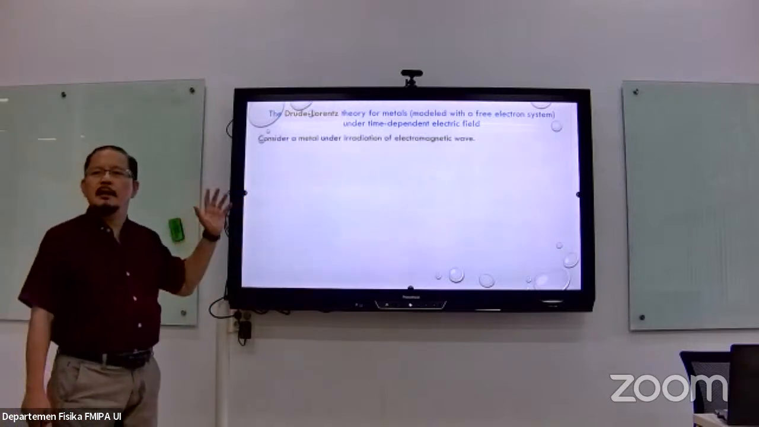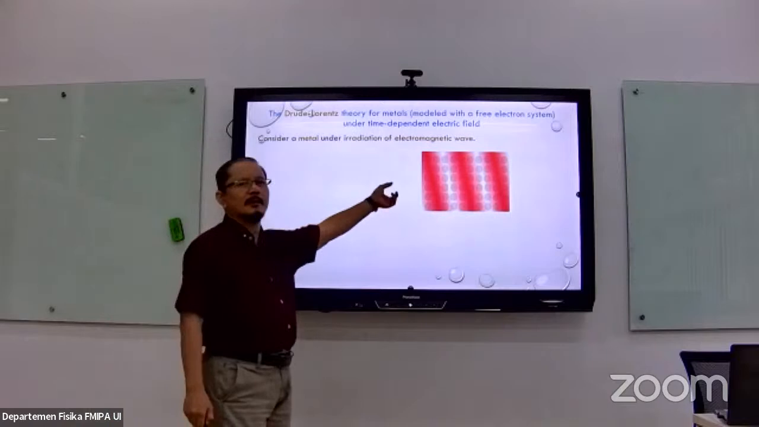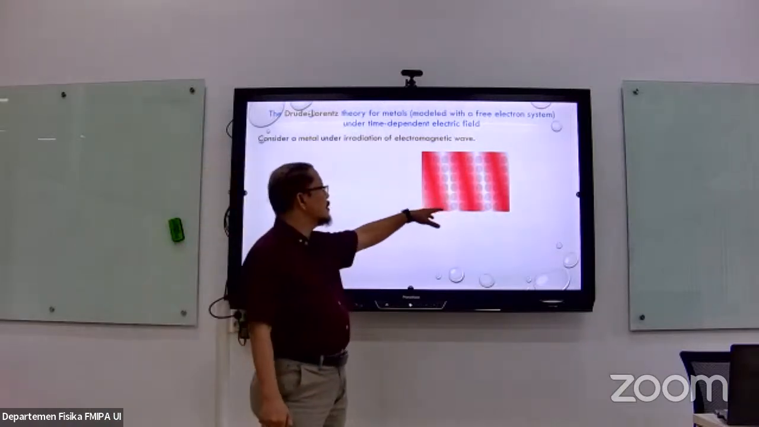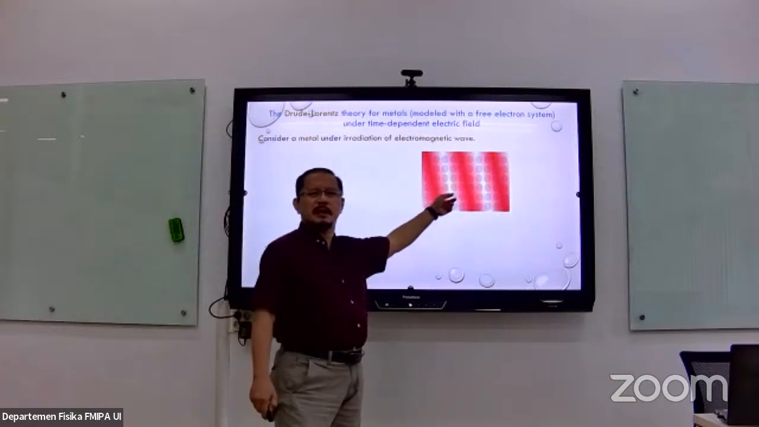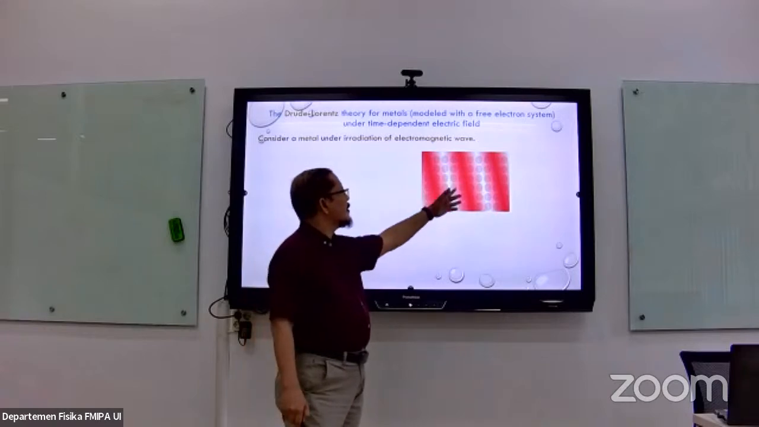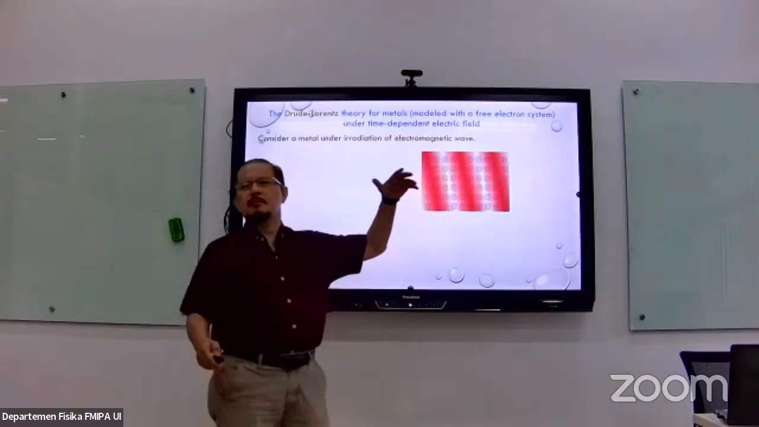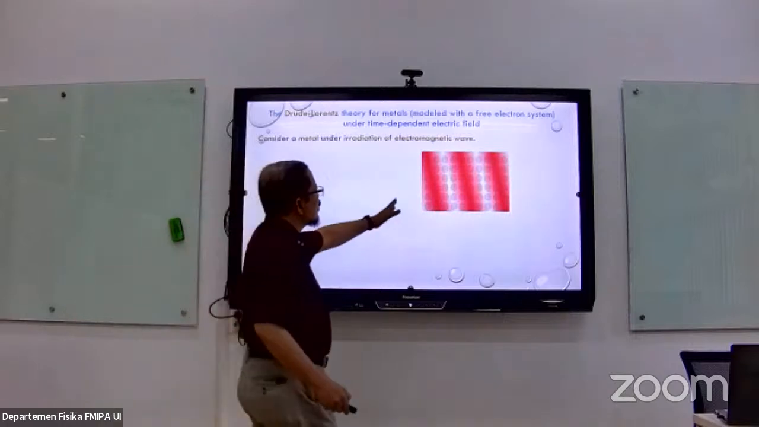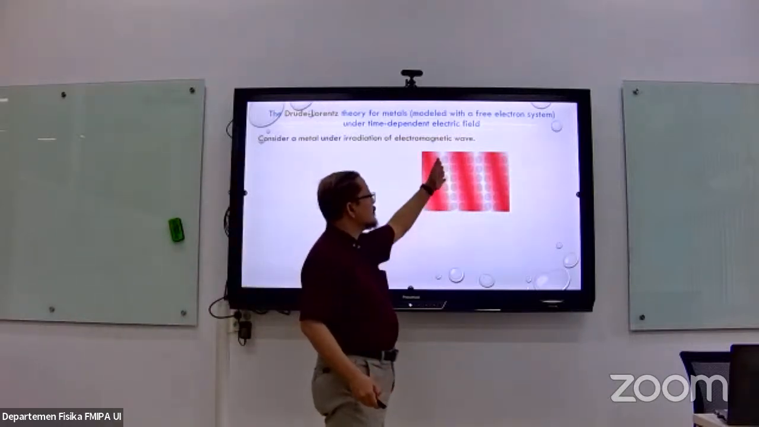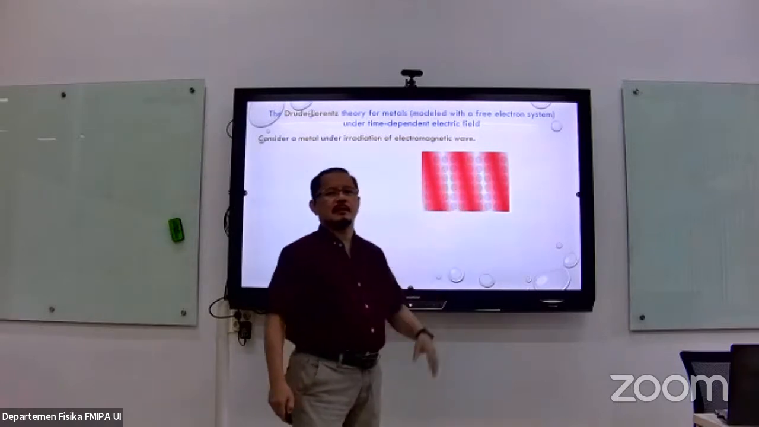So consider a metal under irradiation of an electromagnetic wave, something like this. I made a cartoon where you can see circles representing atoms, and the red color representing electron clouds forming waves, something like that. So some concentration of electrons right here, some region where electrons are fewer, some oscillatory motion of electrons.